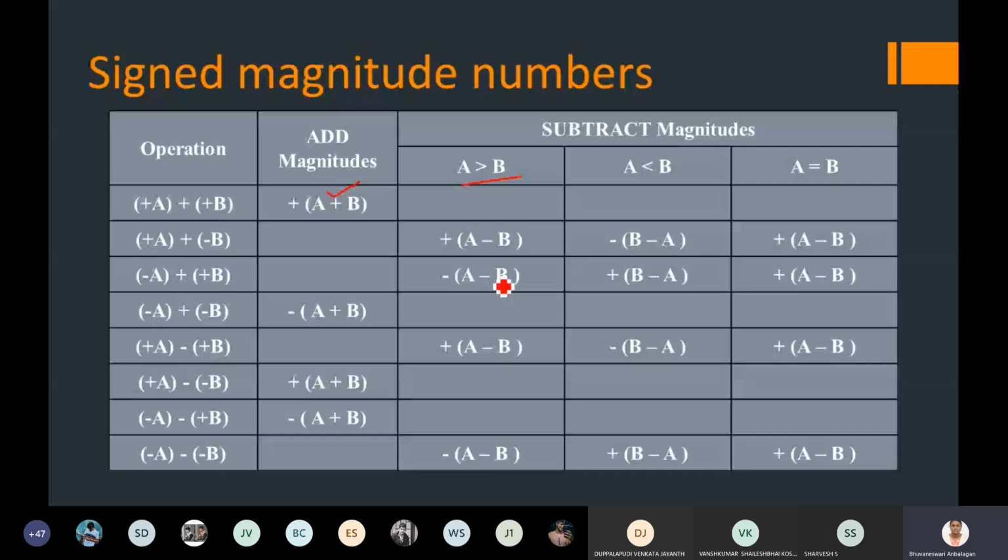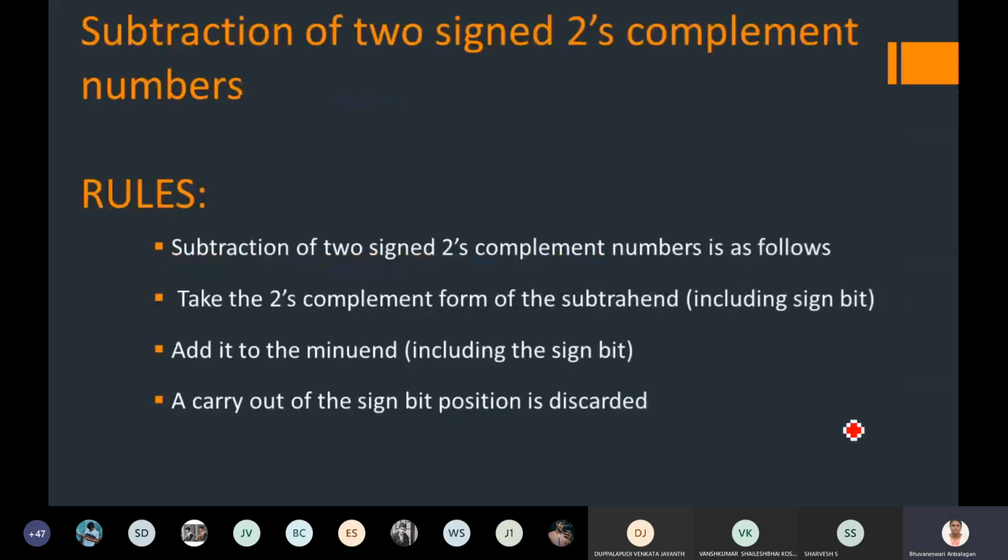In this way, you need to check whether A is greater than B, A is less than B, or A is equal to B. Then only you can do the signed magnitude number addition or subtraction. If it is an addition, it is as easy as you do normally in the usual way. If it is a subtraction, you have to check whether A is greater than B, less than B, or equal to B, and then accordingly follow these methods to do the subtraction.